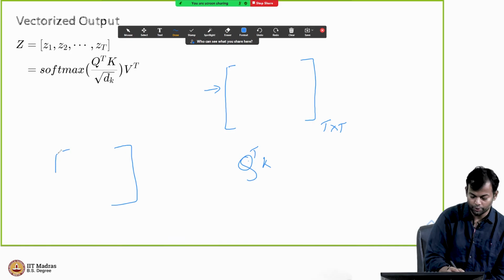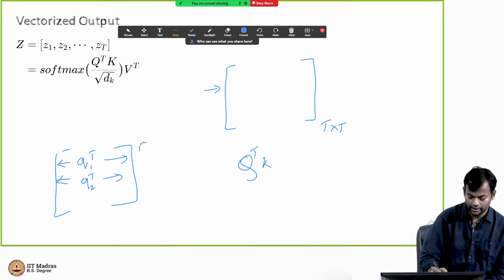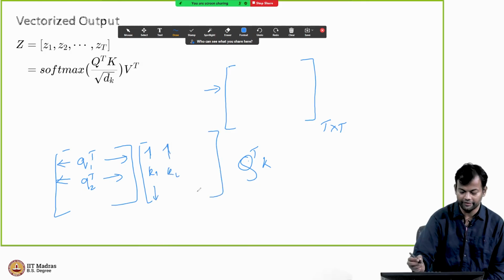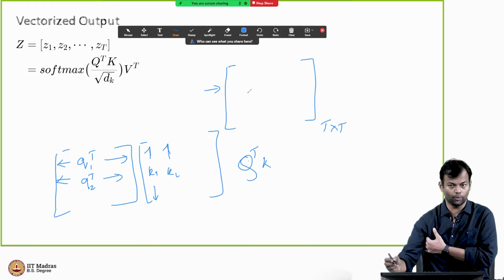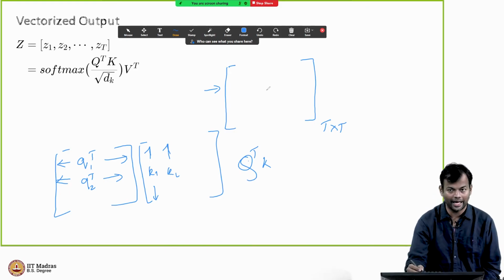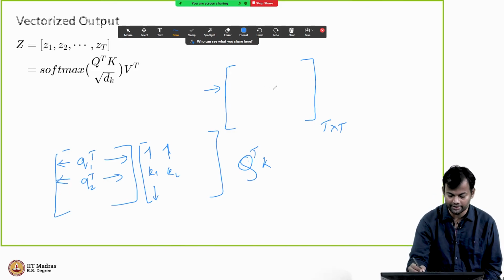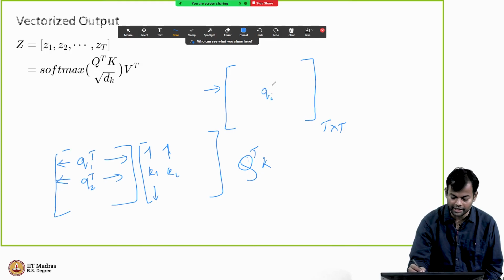So this was Q transpose. So this was Q1 transpose, this was Q2 transpose, and so on. And this was K1, K2, and so on. So if I look at the second row, any ijth entry of this matrix is just going to be Qi transpose Kj.